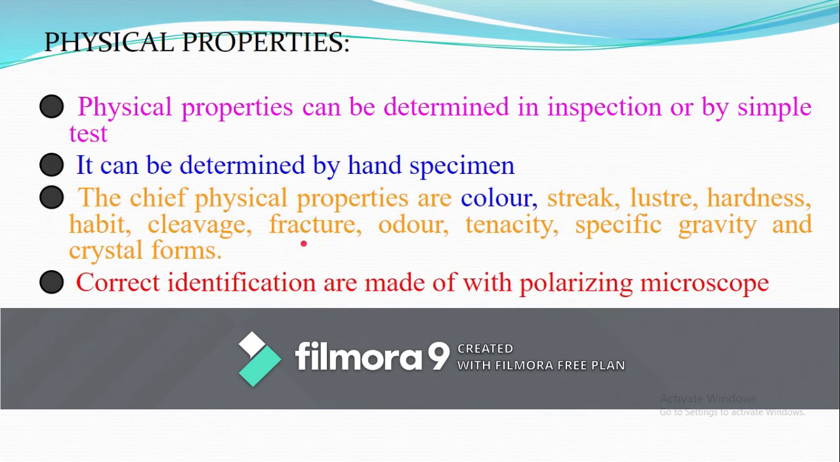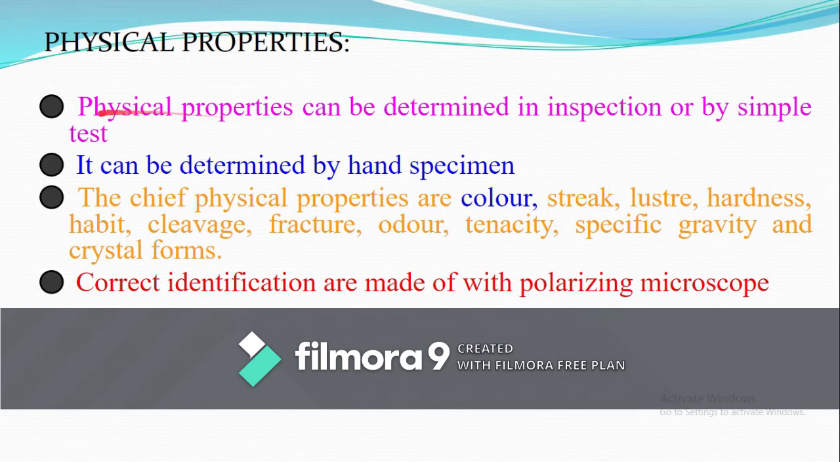So, physical properties. As I discussed in the definition, the physical properties of minerals: each mineral has a constant set of physical properties. These physical properties can be determined in the sample. Suppose you take a sample in the laboratory, in the hand specimen, you can check the different mineral hardness, different color, different streak. Different properties are there. We will discuss one by one.